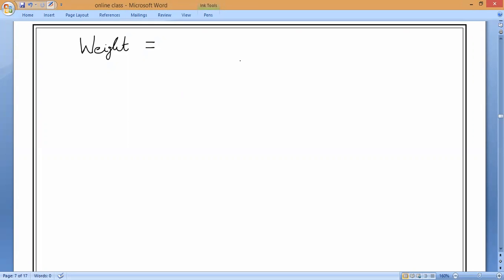Yes, Sai, Hari. Sir, mass into acceleration due to gravity. So weight is equal to the mass of the object into what is that? Acceleration due to gravity. So W is equal to mg. What you are saying now, Hari said: weight is equal to mass into acceleration due to gravity.